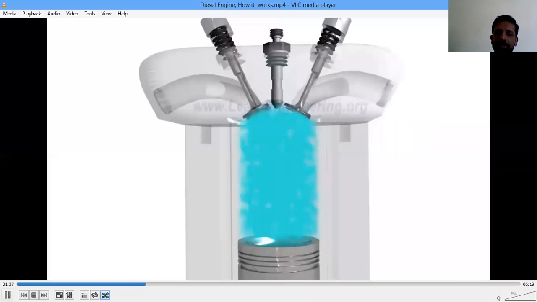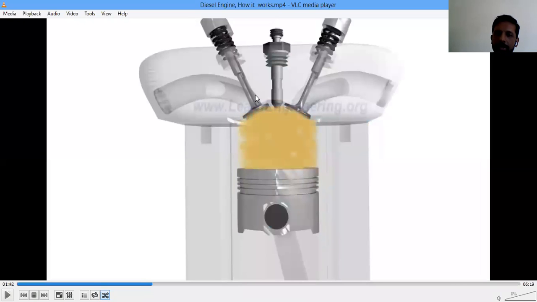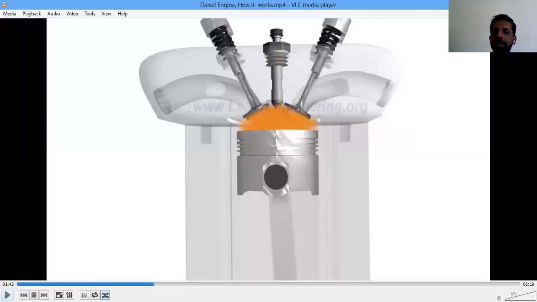Once it reaches the BDC, the inlet valve is closed, and the outlet valve is already closed. The piston starts to move from BDC to TDC, that is, from the crank end to the cylinder head. So what is going to happen? Inside this arrangement, we had only air filled in, which is now going to be compressed because the volume is going to decrease as the piston moves towards the TDC.